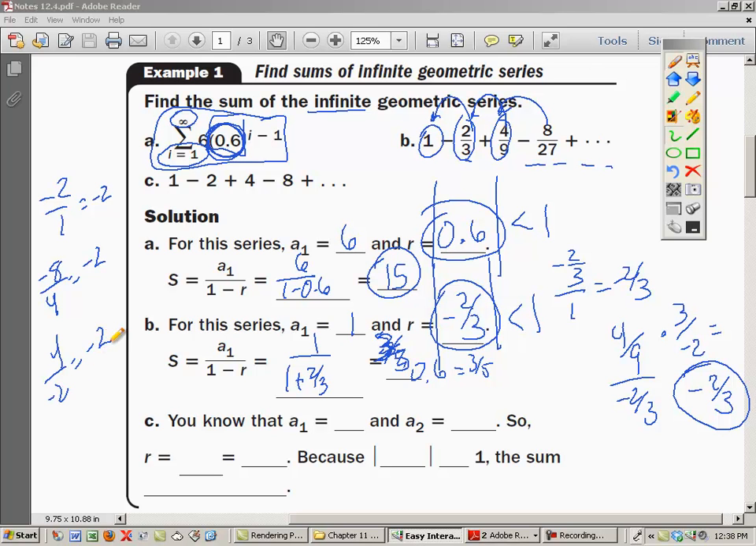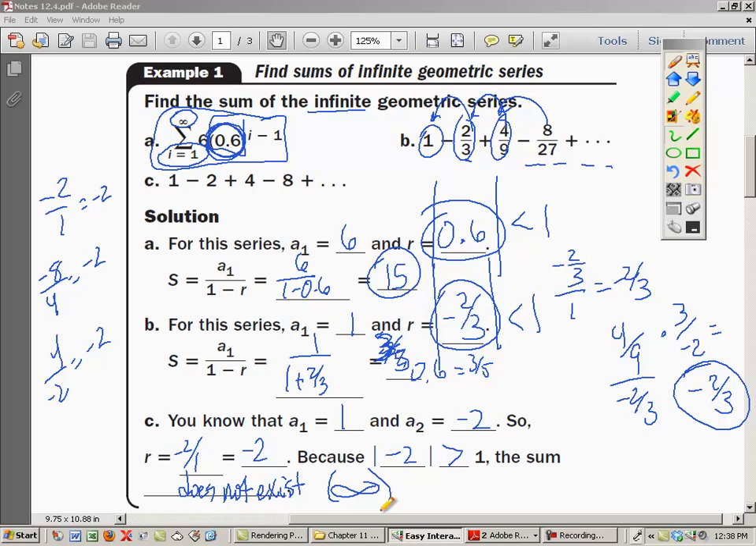So in this case, my a1, my initial value, is 1, but since my a2 is -2, that means my rate becomes -2 over 1, which is -2. And because the absolute value of -2 is greater than 1, the sum of this does not exist. Another way you can say it is it goes to infinity. We can't actually measure it because it's more than we can measure.